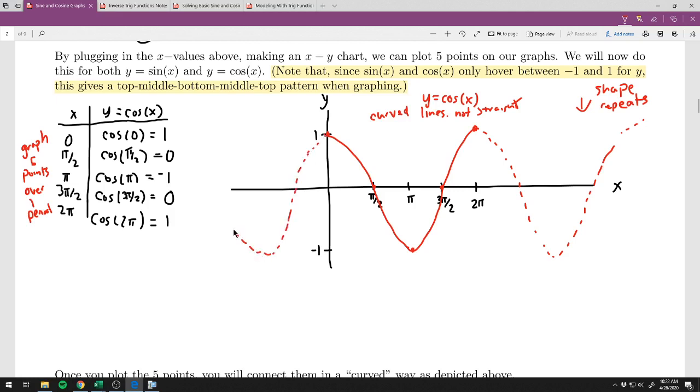So even though I've dashed these in, and this is pretty hard to draw with all the dashed lines, it repeats over and over again, all the way from negative infinity on the left over to the right. So it's just going to keep repeating that shape. I will show you now on the calculator how you can graph it.